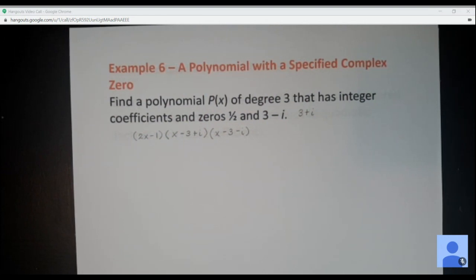Any questions just on the factors there? That's fine. Any questions there?